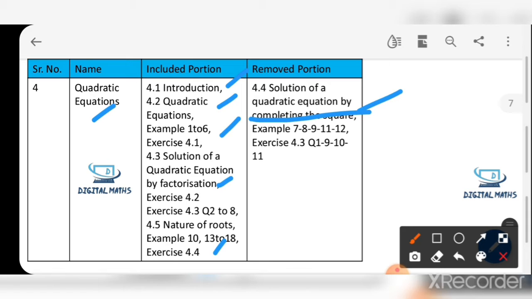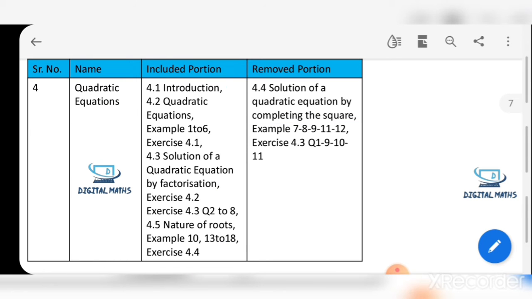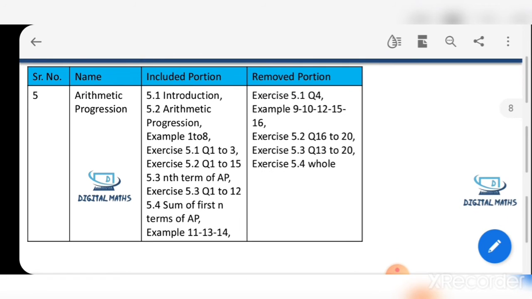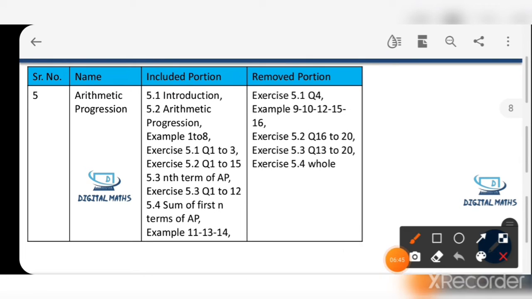Exercise 4.3, questions 1, 9, 10, 11 are also removed. Now we have to see chapter number 5, arithmetical progression. Here we will see which is the included portion and which is the removed portion. First, we see the included portion.